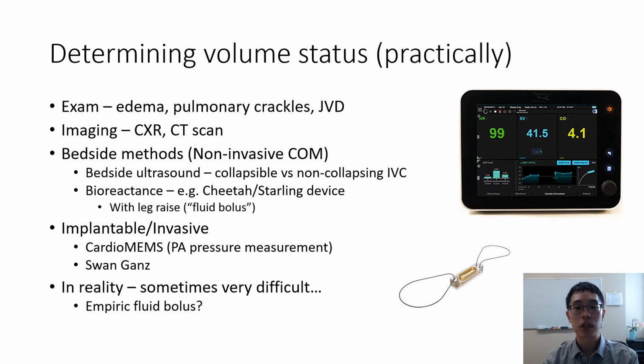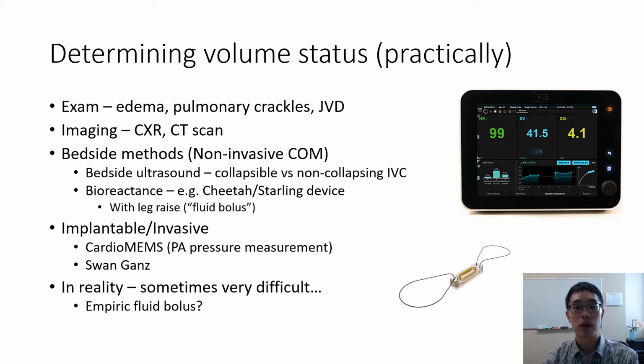There are also newer technologies that some of you may be familiar with in the ICU or CCU, such as the Cheetah or Starling devices that use something called bioreactance to detect cardiac output. These bioreactance measurements are typically paired with a leg raise, which results in a quasi-fluid bolus to the patient to see if the cardiac output increases or not. And this ultimately helps determine if the patient is volume responsive.